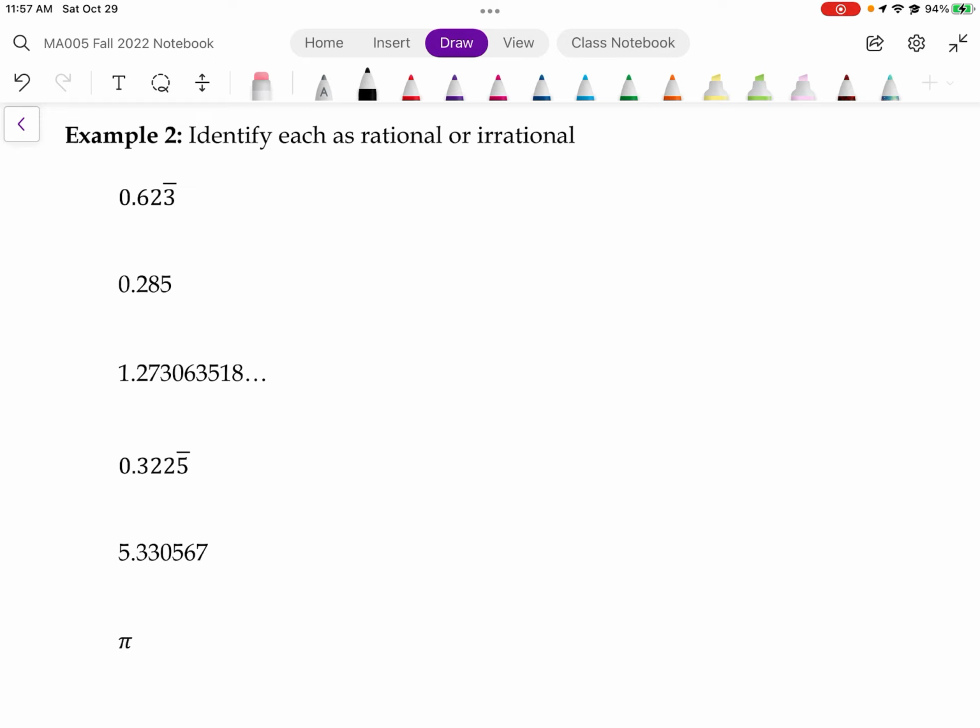Okay, so this number repeats, 0.6233333, so this one is rational. The next one ends. It does not keep going, so it is also rational. The next one, it doesn't repeat anywhere, and the dot, dot, dot says it goes on forever, so that is irrational.